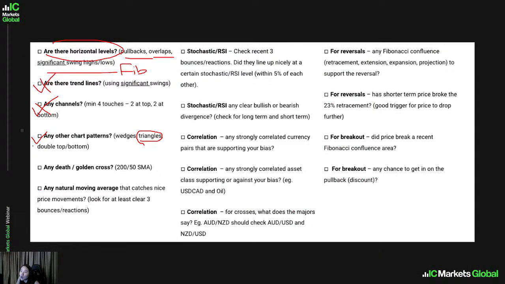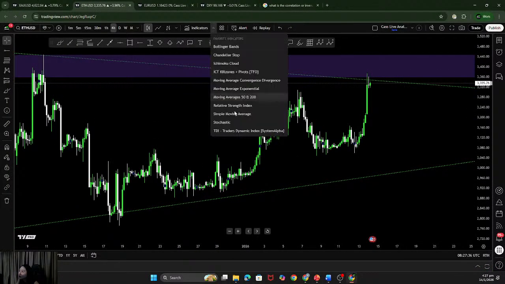So how do I pull it out? Death and golden cross. Let's see what the moving averages are saying.